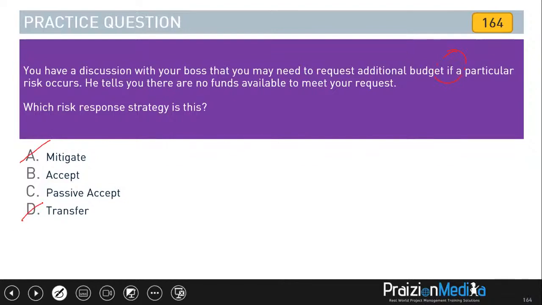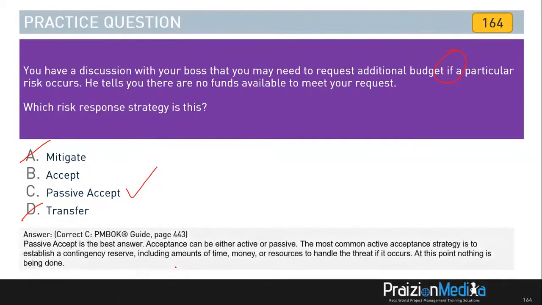So it boils down to two. It's one of the accepts. Is it active accept or is it passive accept? It's got to be one of them. Which one did you choose? If you chose passive accept, you are correct because there are no funds available. Active accept would have been putting funds aside. Okay, so passive accept is the best answer.